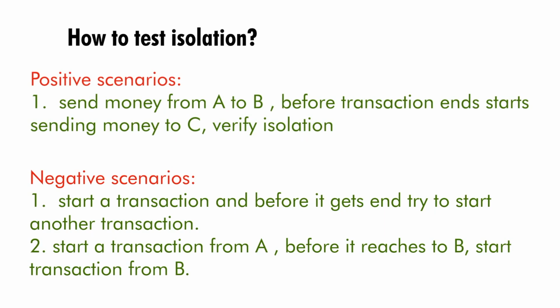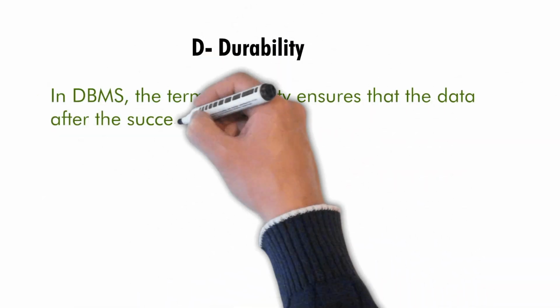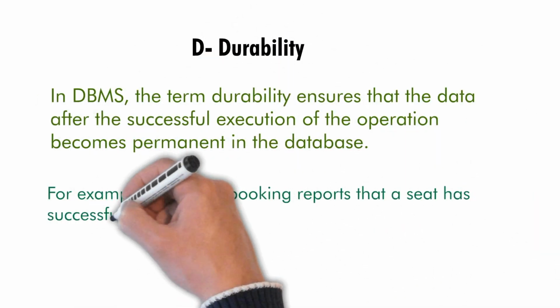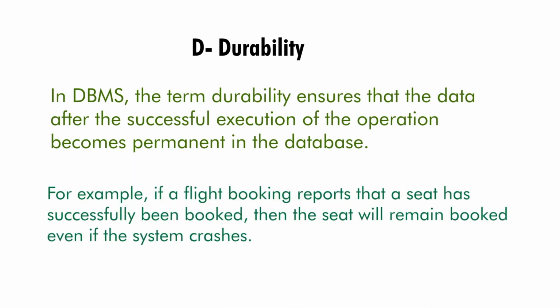D for durability. In DBMS, the term durability ensures that data, after the successful execution of an operation, becomes permanent in the database. Whenever you retrieve from the database, the data should remain constant. For example, if a flight booking reports that a seat has been successfully booked, then the seat will remain booked even if the system crashes.